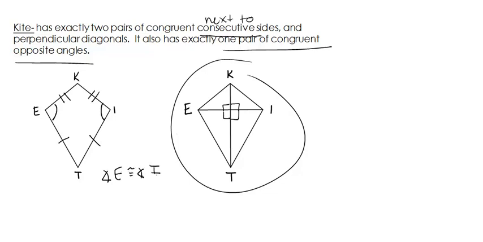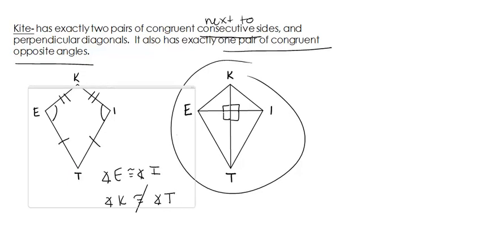However, there's only one congruent pair of opposite angles. The other ones, angle K, is not congruent to angle T. Only one pair of congruent angles. Tomorrow we'll do more practice with the different measurements on kites and on trapezoids.